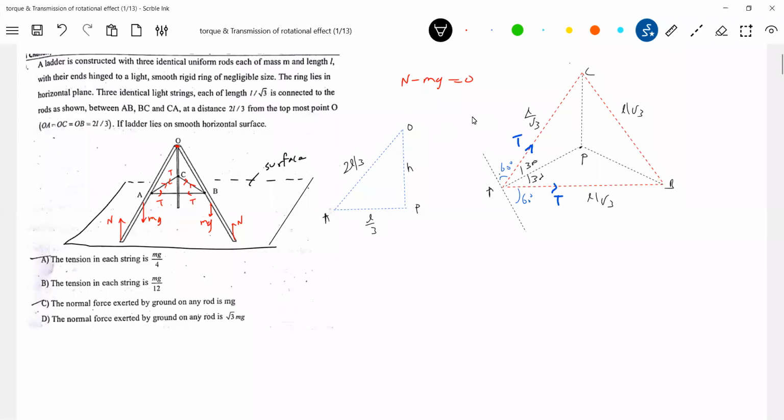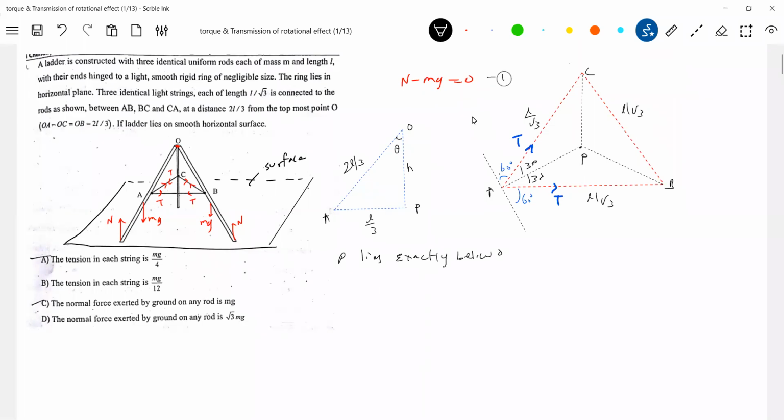So let me take that as H. This angle, let me define theta. The theta will come here. So OP is an imaginary line. The P will lie exactly below O. So somewhere you write it: P lies below O. One equation we have generated.